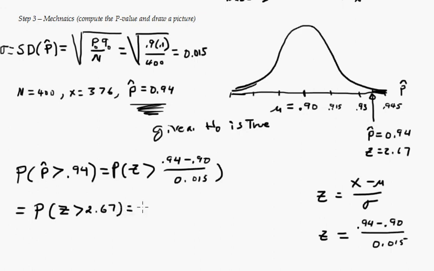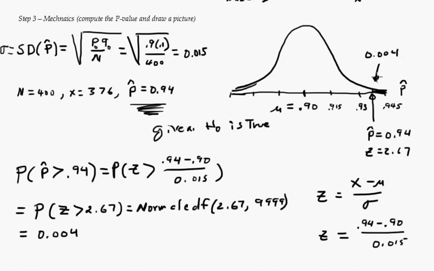Okay, so now that's just going to be normalcdf. You can also use the back of the book. So we're going to go from 2.67 to infinity. Okay, and I get, what do I get? I get 0.004. Okay, so I can come up here and, to the model, you might want to say 0.004 for the area, and I think we're good.